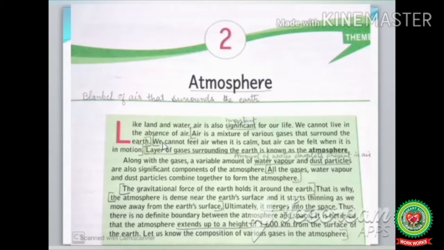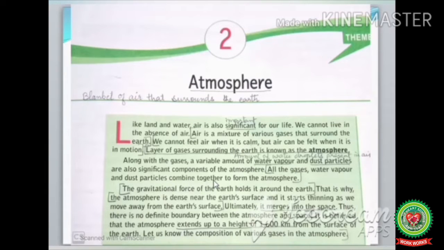This is the definition, students. Layer of gases surrounding the earth is known as atmosphere. Along with the gases, a variable amount of water vapor, which means amount of water droplets present in the air, and dust particles are also significant components of the atmosphere. All the gases, water vapor, and dust particles together form the atmosphere.